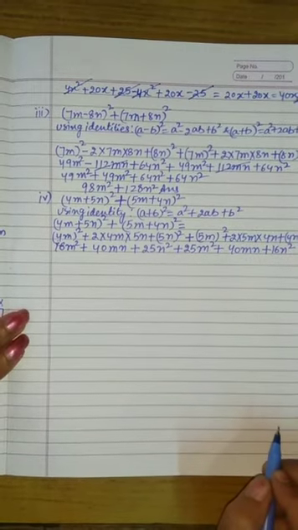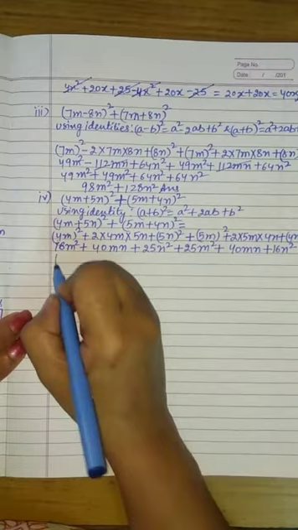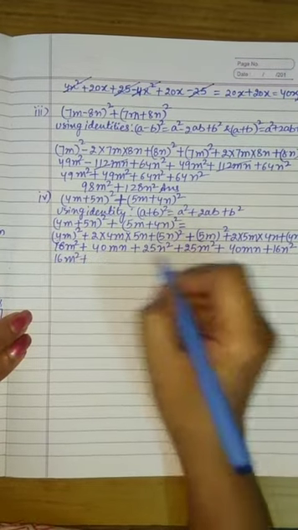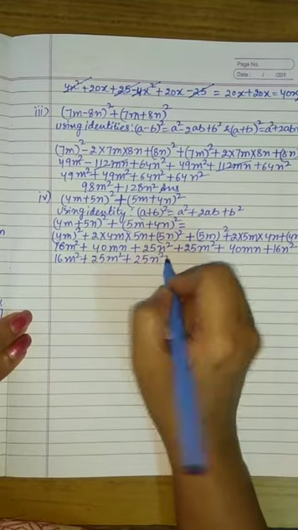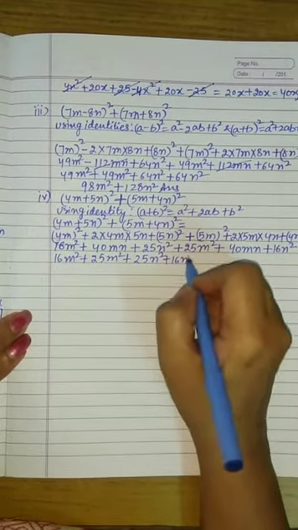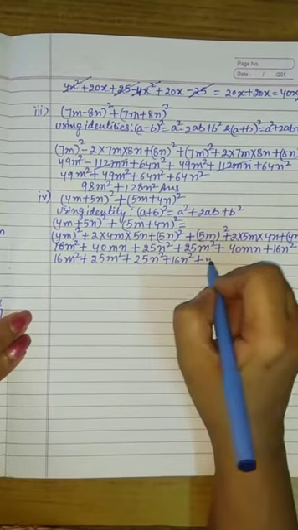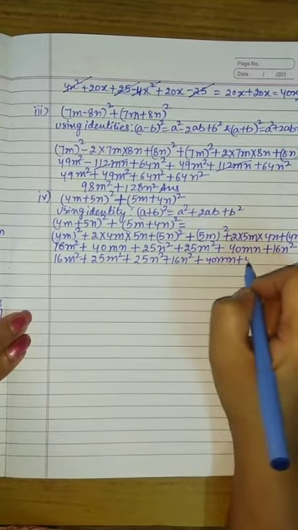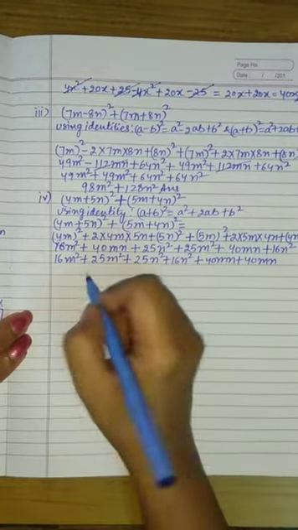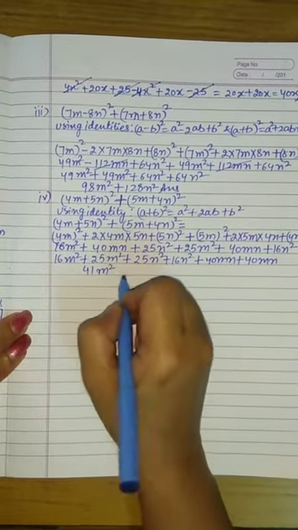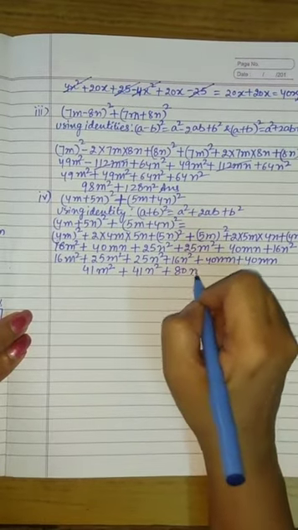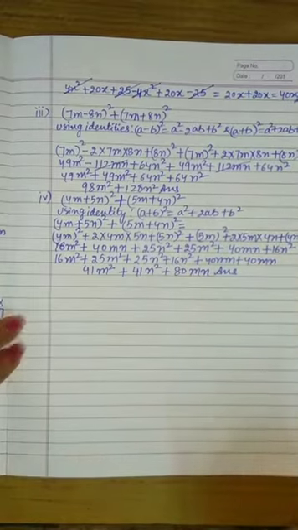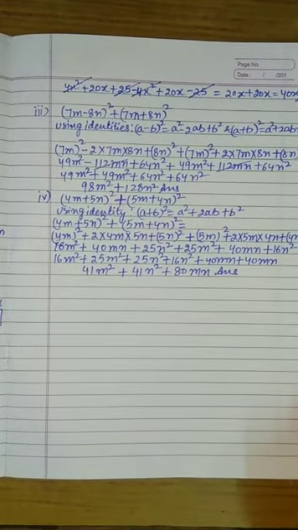Now we will write the like terms together, that is 16m² plus 25m², then 25n² plus 16n², then 40mn and 40mn. So it becomes 41m² + 41n² + 80mn. So we got our answer as 41m² + 41n² + 80mn.